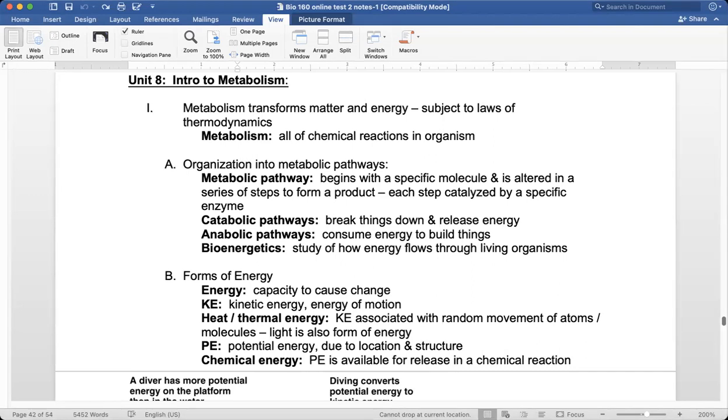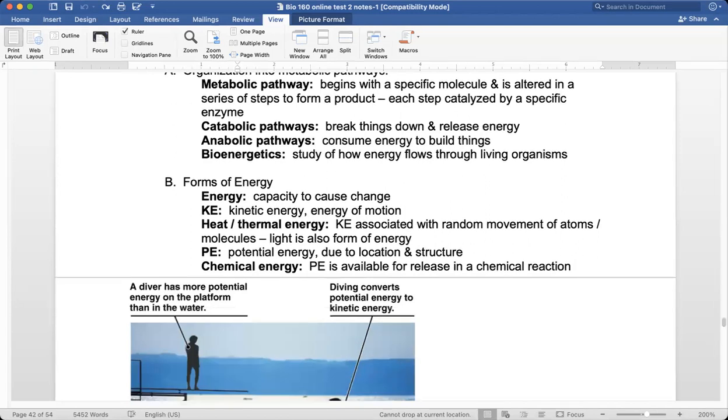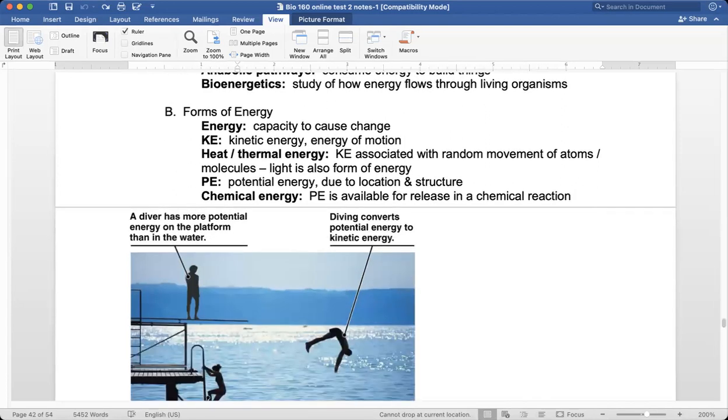So the catabolic pathways are going to be ones that break things down and release energy, whereas the anabolic pathways are going to be ones that have to consume energy. So we've talked about energy before. It's the capacity to cause change.